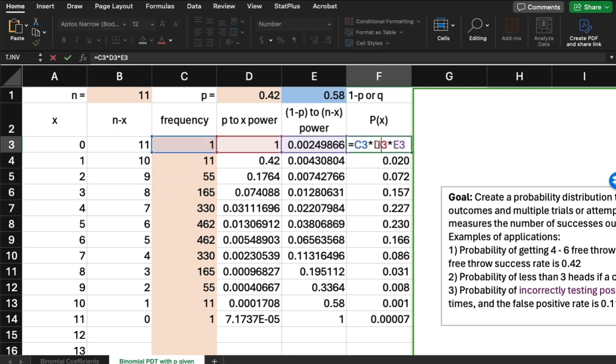So capital P of X is just literally going to equal the number in column C times the number in column D times the number in column E. So equals C3 times D3 times E3. And none of those is a fixed reference because we want that to be right in from that row. We want the row to update as we fill it down. Okay? So you're multiplying the frequency times P to the X times 1 minus P to the n minus X. Hit enter.